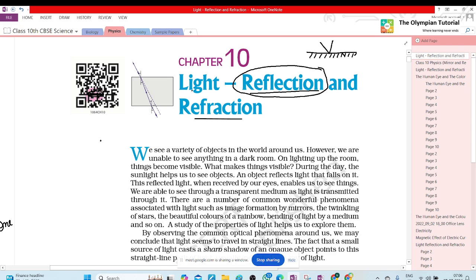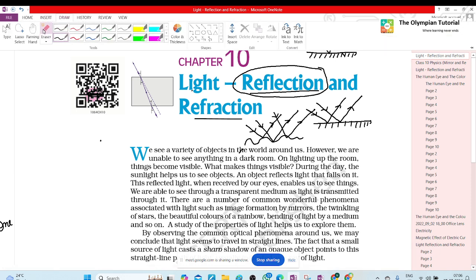If this surface is smooth, then regular reflection takes place. And if the surface is not smooth, like this one, then also reflection takes place, but it is not regular, it is random type. Reflection has two laws.